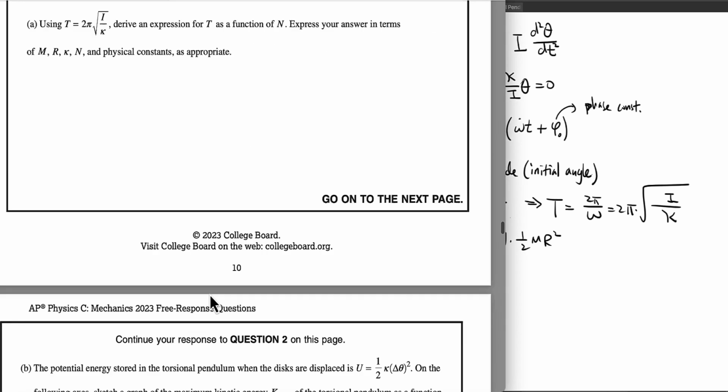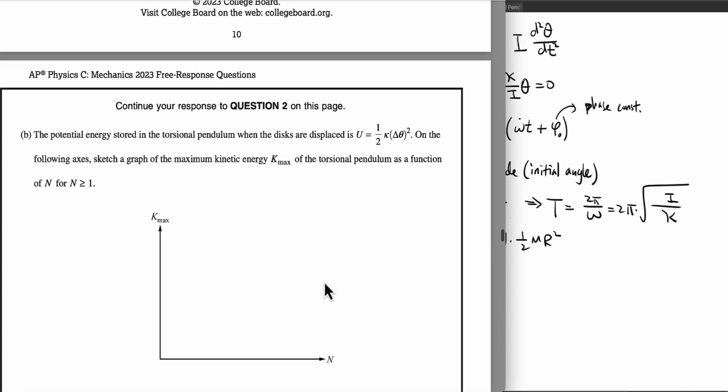Question A. Now question B. The potential energy stored in the torsional pendulum when the disk is displaced is U equals 1/2 kappa delta theta squared. On the following axis, sketch a graph of the maximum kinetic energy Kmax of the torsional pendulum as a function of n for n greater than or equal to 1.